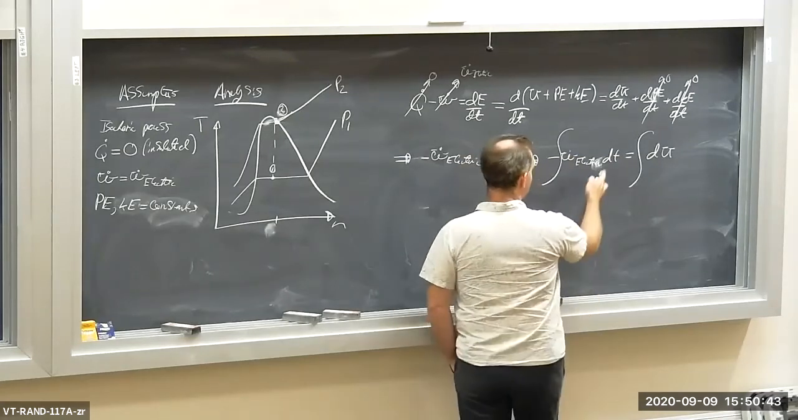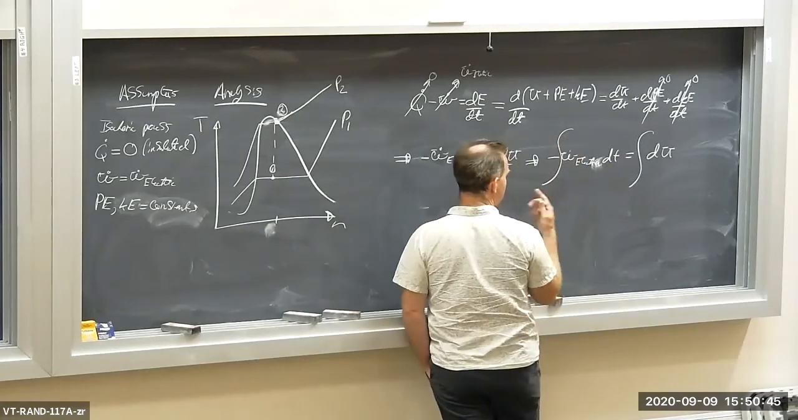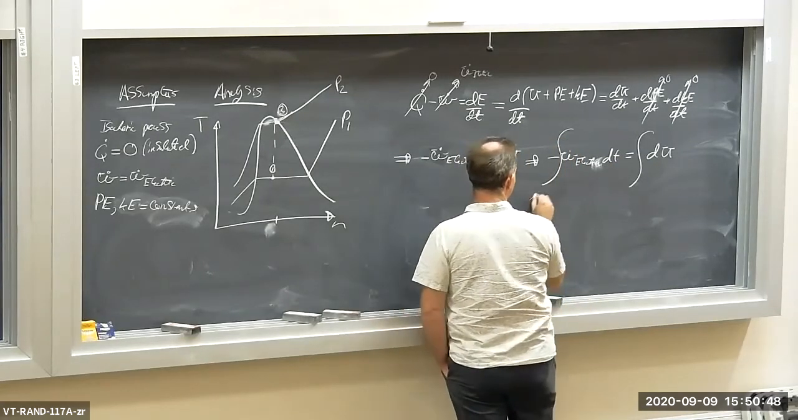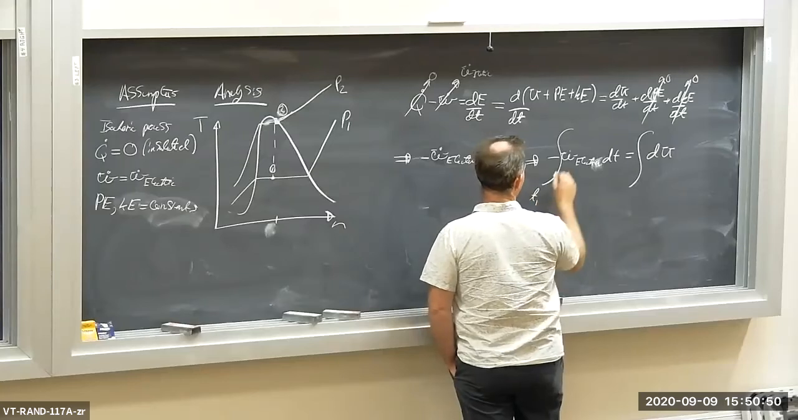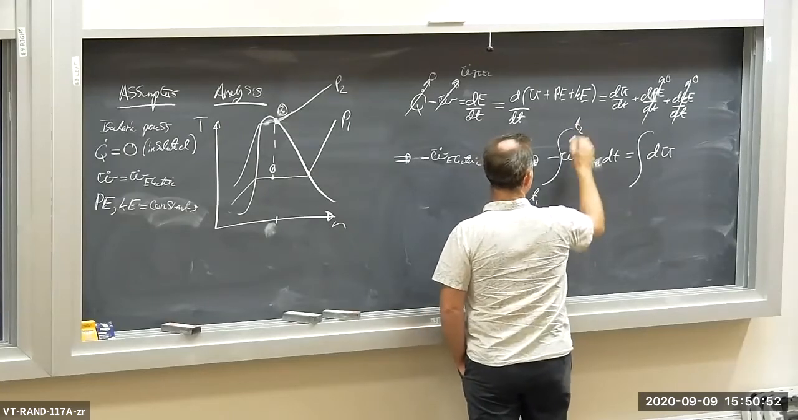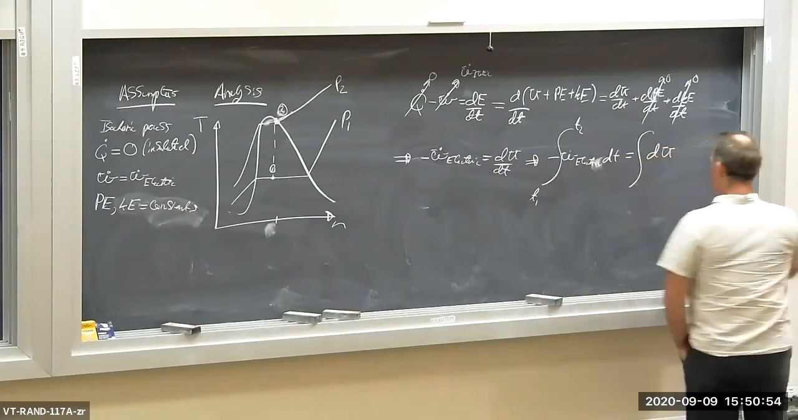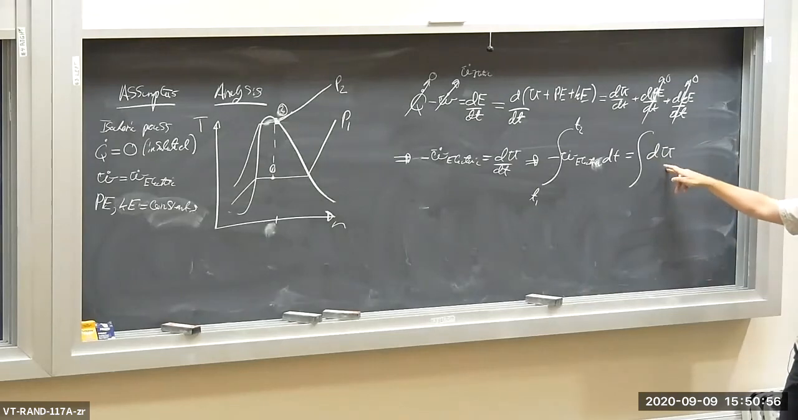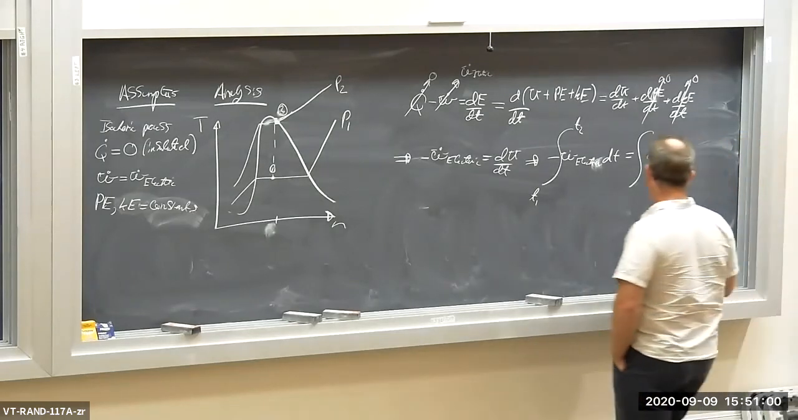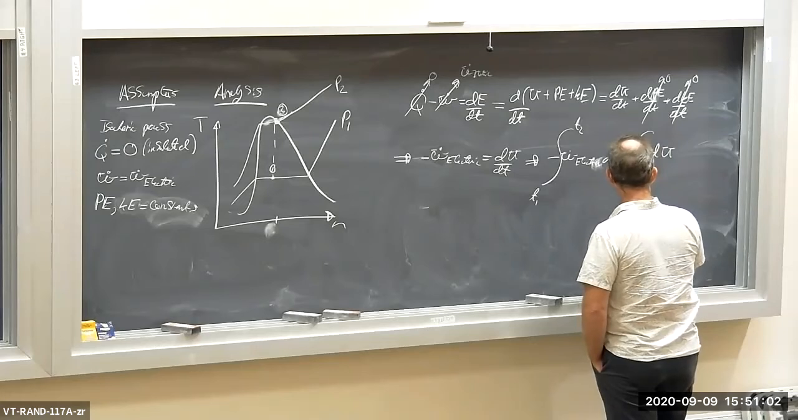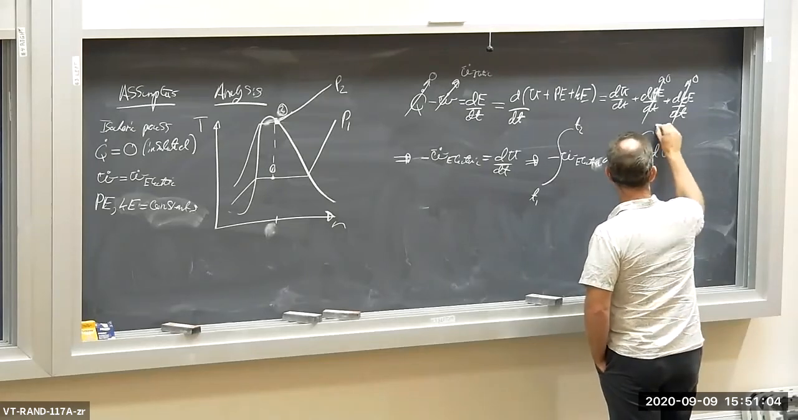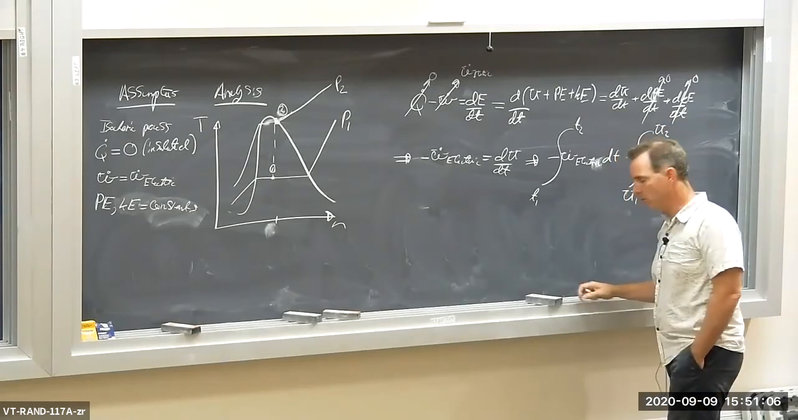In the first integral involving W dot electric, the variable of integration is time. So over the process, we're going from T1 to T2. On this side, we're taking the variable of integration as internal energy. So from state 1 to state 2, we're going from U1 to U2.